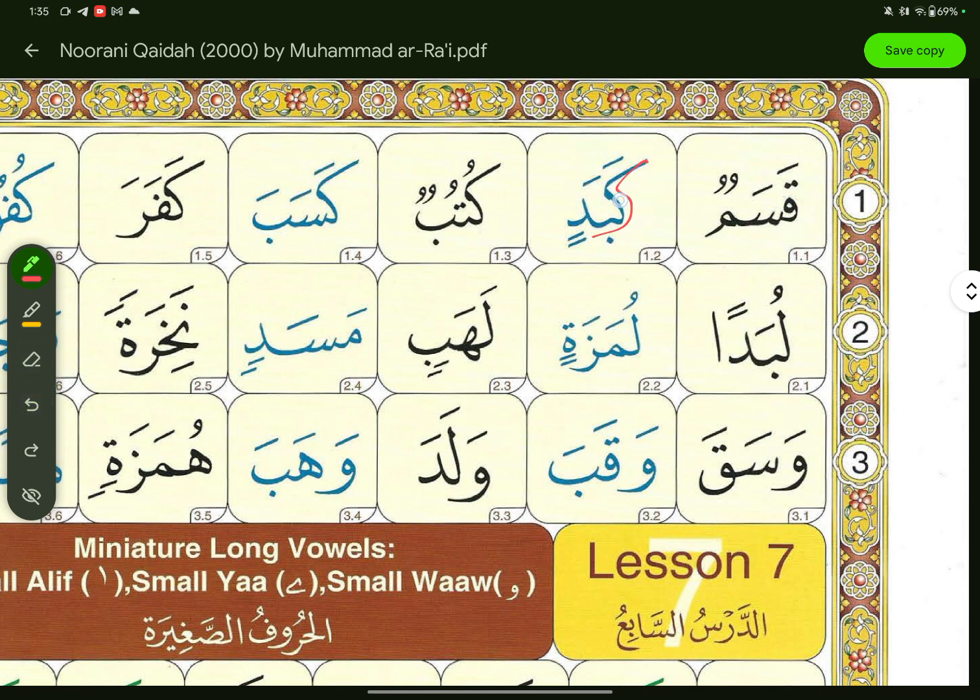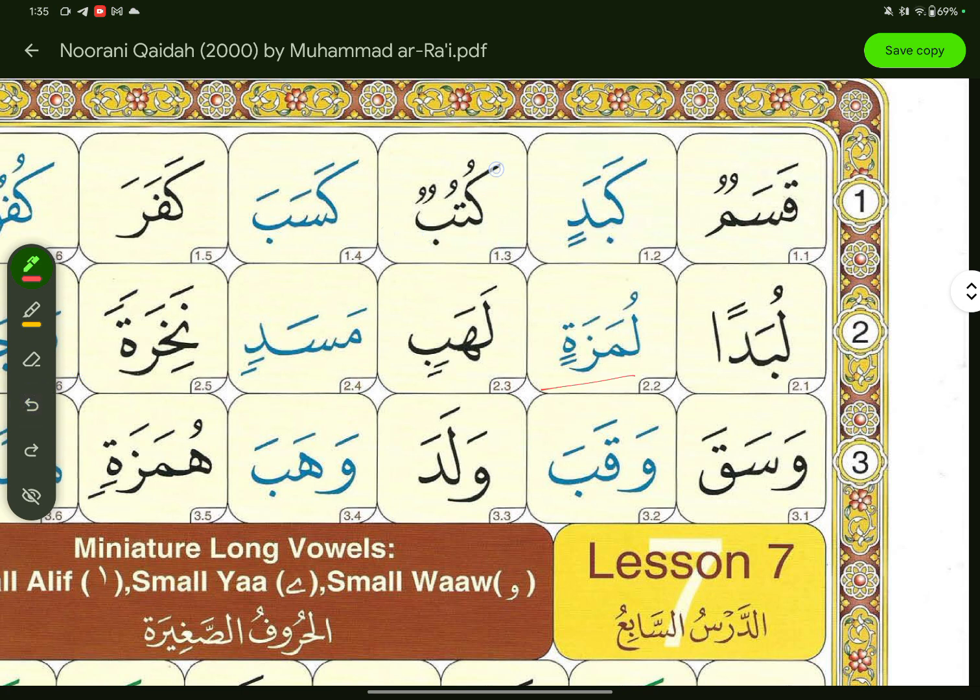The kaf. Normally kafs look like this, but they're using the S that's in the middle and they're putting it here in a bigger form. All right. Kabadin, kabadin, kabadin. All right.